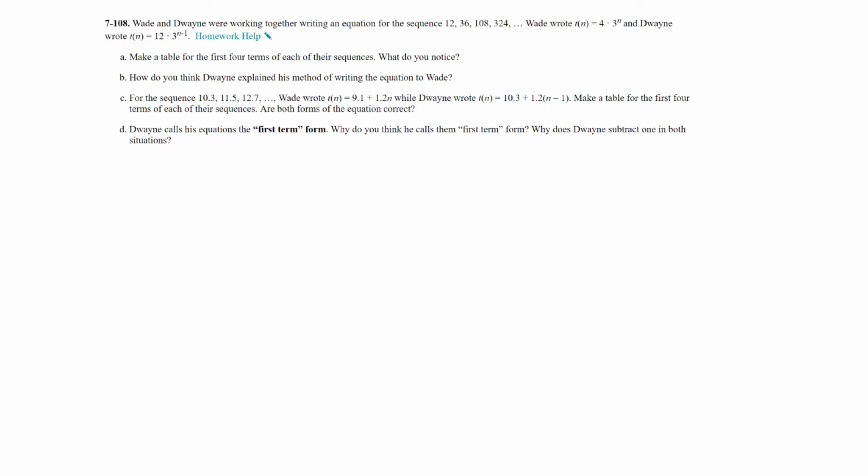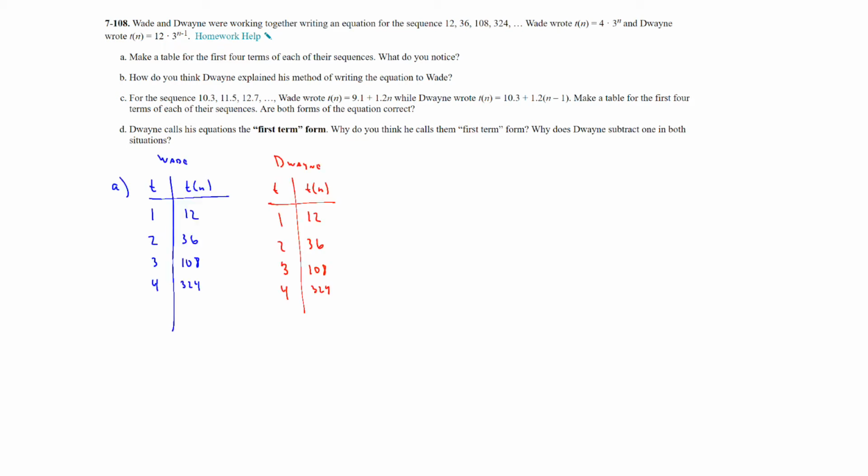Question 108. Wade and Dwayne are working together, writing an equation for the sequence 12, 36, 108, 324. Wade wrote T of n is equal to 4 times 3 raised to the n, and Dwayne wrote T of n is equal to 12 times 3 raised to the n minus 1. Make a table for the first 4 terms of each of their sequences. What do you notice? So I went ahead and made a table for both of them, and you can see that the tables are exactly the same. So that's part A. What do we notice? We notice that the sequences are the same.